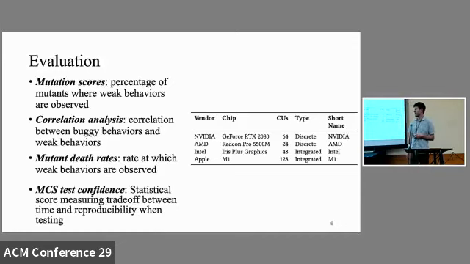And we come up with an MCS test confidence score, which is a statistical score measuring the trade-off between time and reproducibility when you're actually testing, and this has implications on how you integrate these tests into a conformance test suite. I won't have time to go over all of these right now, but I'm going to briefly go over mutation scores and correlation analysis.